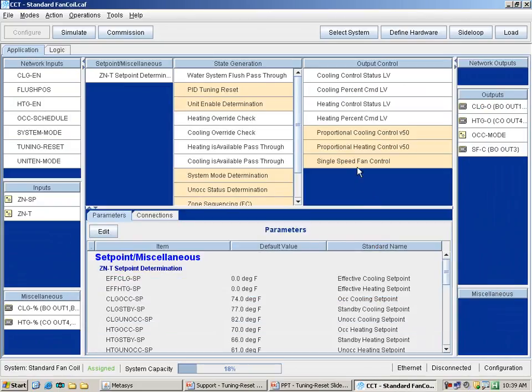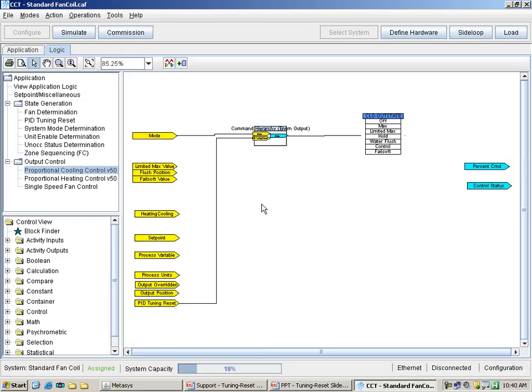So now let's look at the proportional cooling control logic. And we'll view its logic view. I'll make a little more room here.